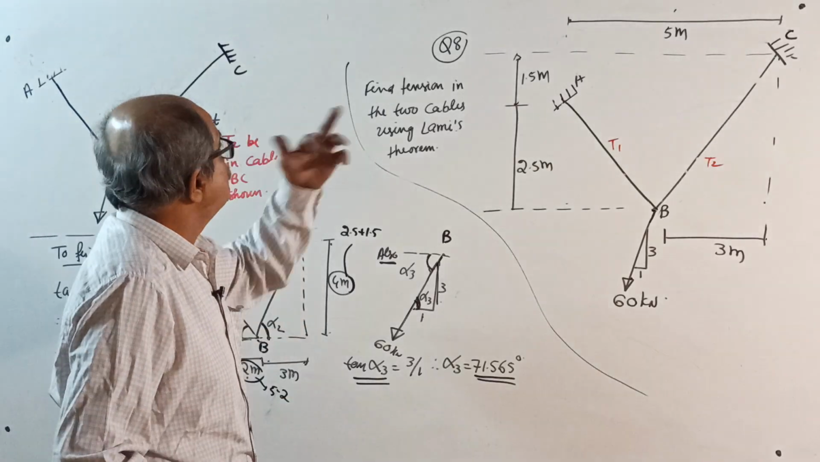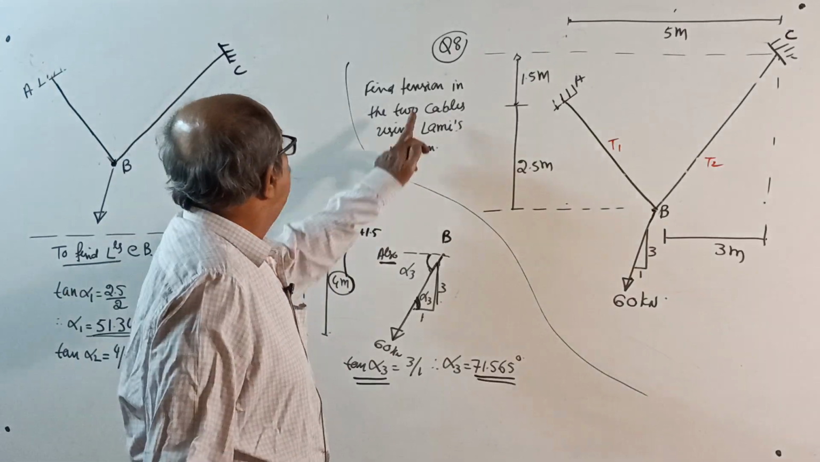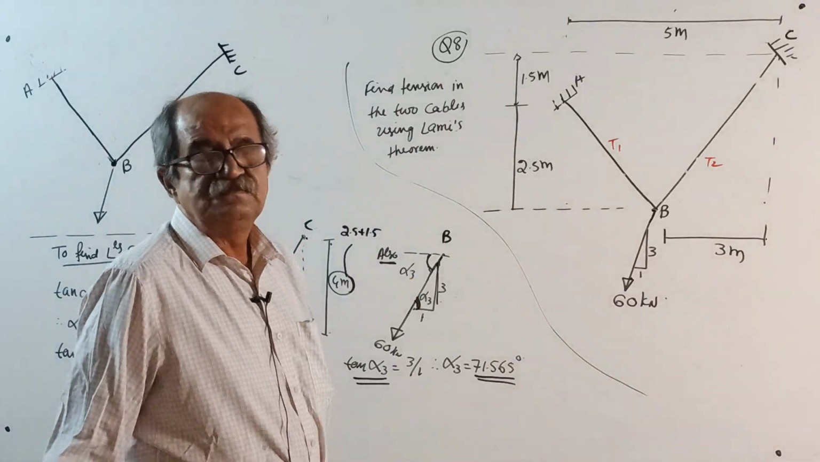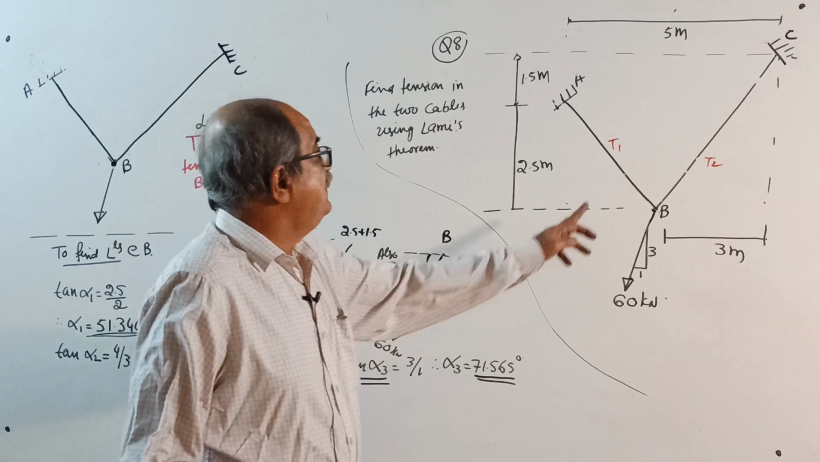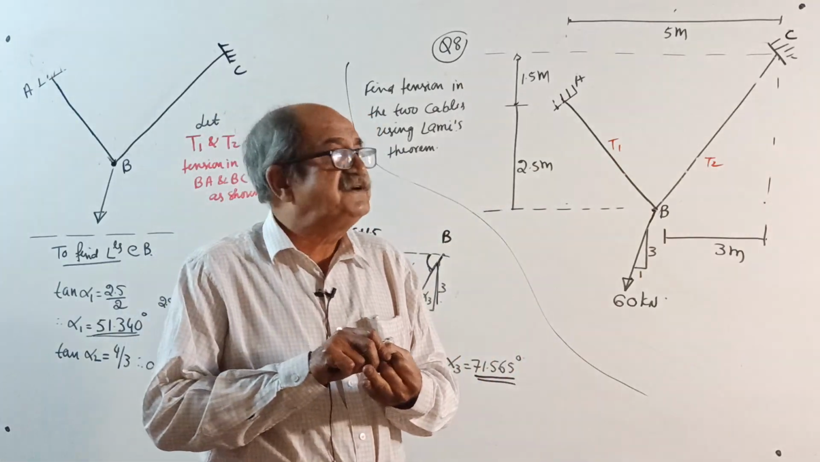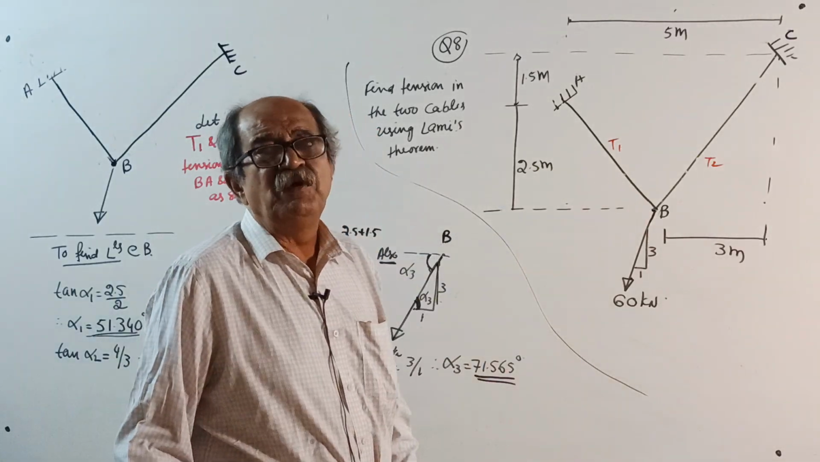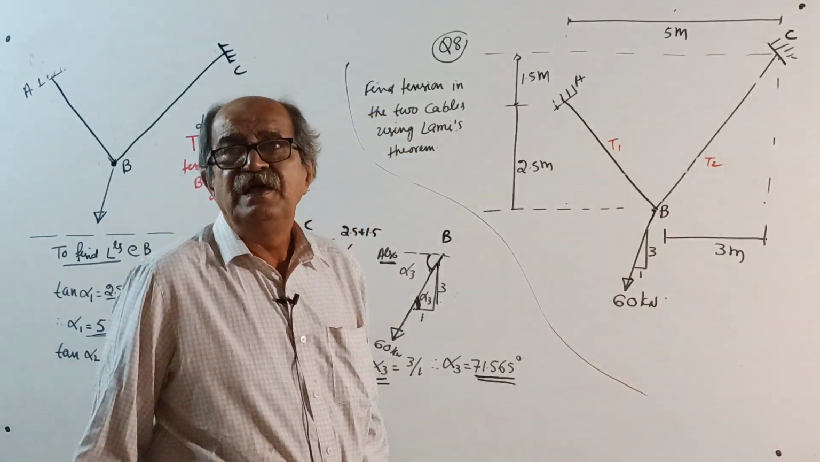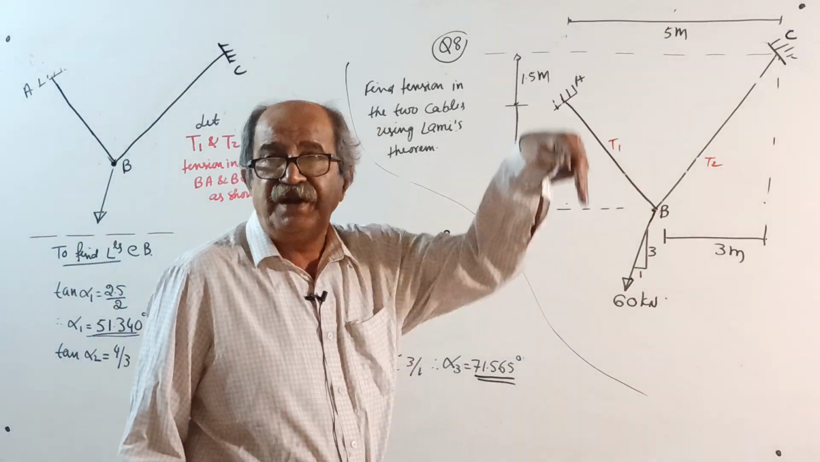Okay. Now, question 8. I remember first class 4, second class 3. Find tension in the two cables using Lami's theorem. A sketch is given. Or they can say cable or wire or string, rope, anything will do. Or the question can be given in words a little more. A weight of 60 kN is acting, actually it's not weight, you can say load. Weight means it acts vertically down.